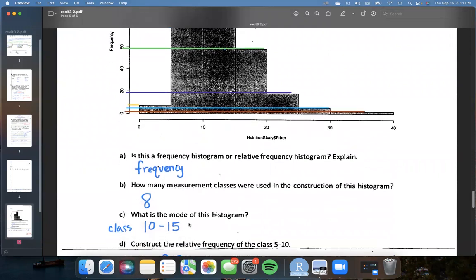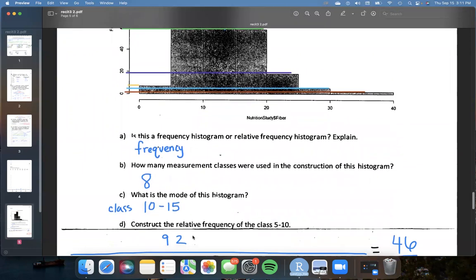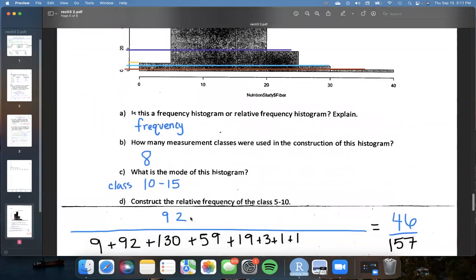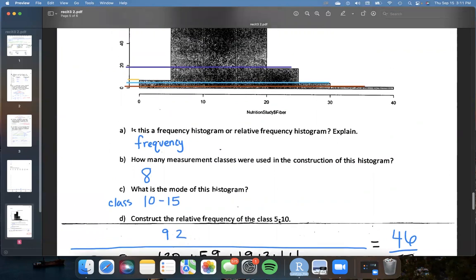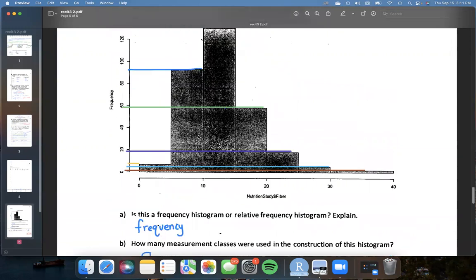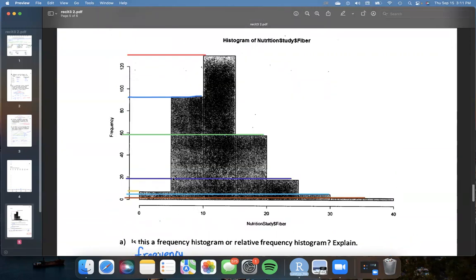All right, so sorry. So to continue, to construct the relative frequency, doing it by hand, just approximating, this is what I use the numbers for, just to help me look at the frequencies. So the relative frequency of class 5 to 10. If we look at 5 to 10, that's this bar right here in the bar graph. So I ballparked that it was around 92, because directly the middle would be 90, but it's a little higher than the middle, so I guessed that it would be around 92.